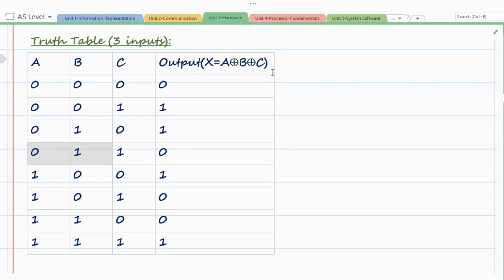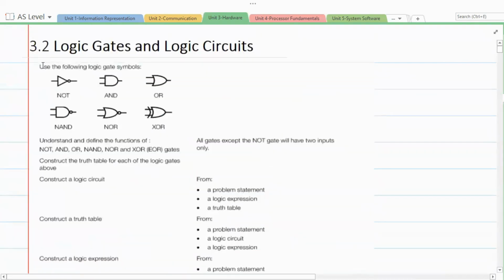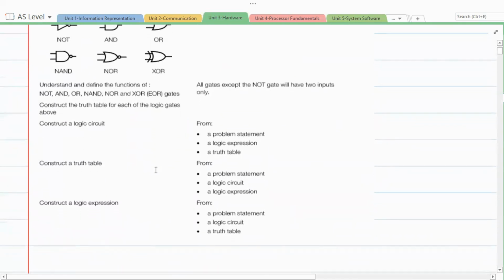Okay. That's all for today. So today we have covered the following logic gates: NOT, AND, OR, NAND, NOR, XOR, and we will cover the rest of the topics in the next video.